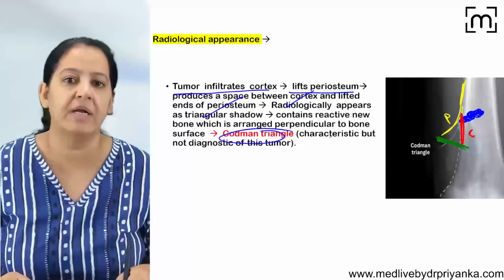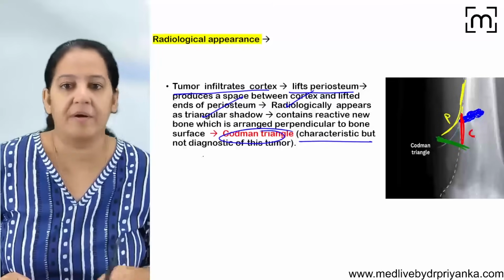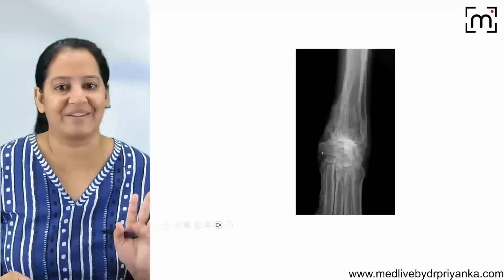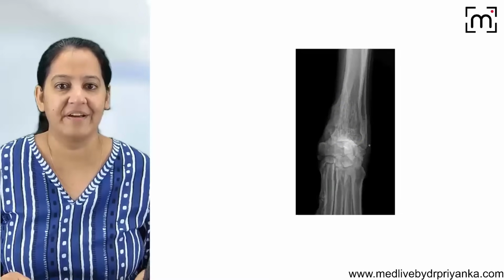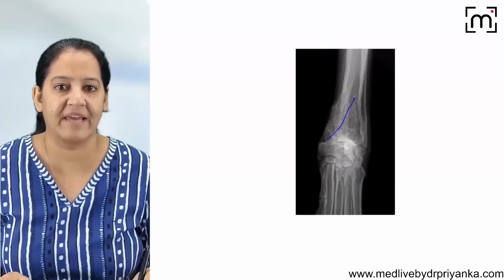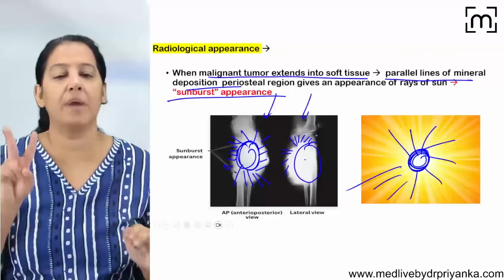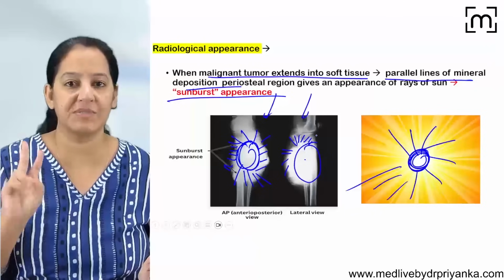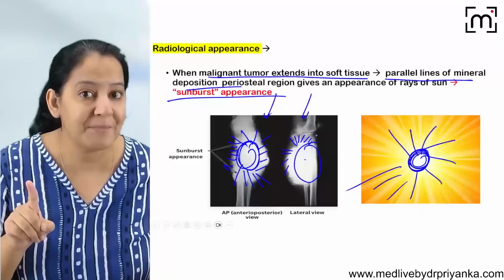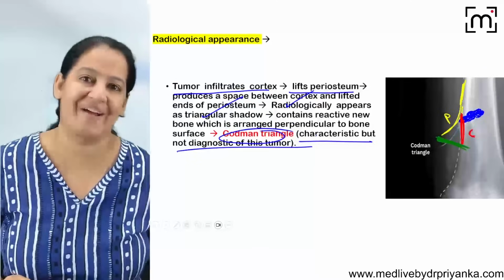Very important question: it is characteristic for this tumor, but not diagnostic. It is a characteristic feature. You can appreciate it here. You can see a triangular thing here. So the periosteum is lifted up. Learn the two important radiological features of osteosarcoma. One is sunburst appearance and second is Codman triangle.